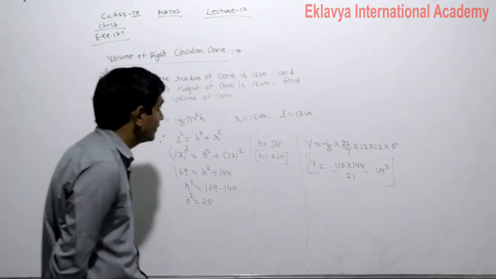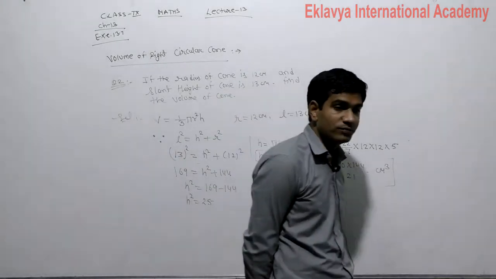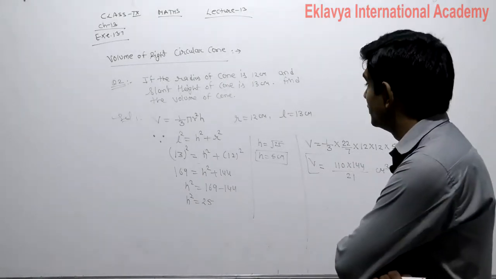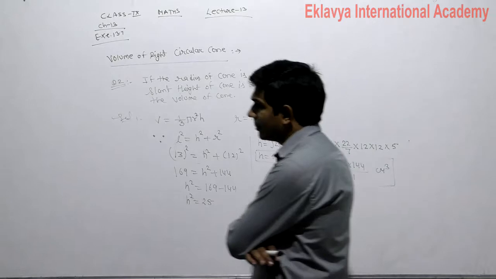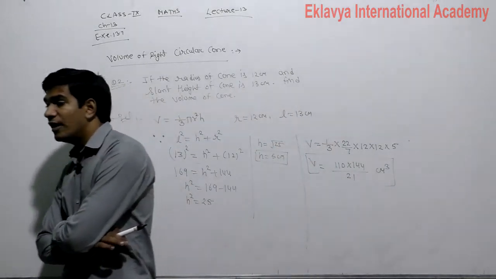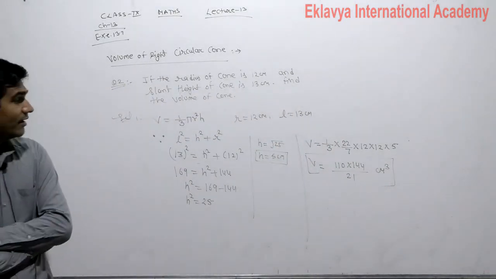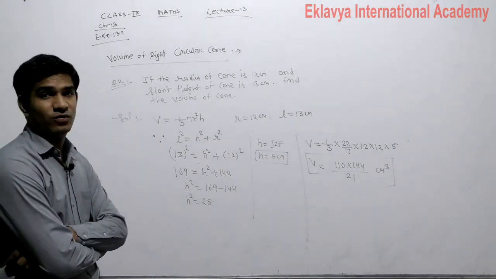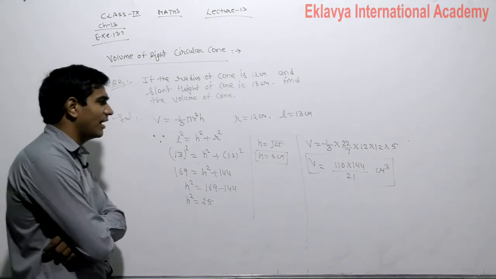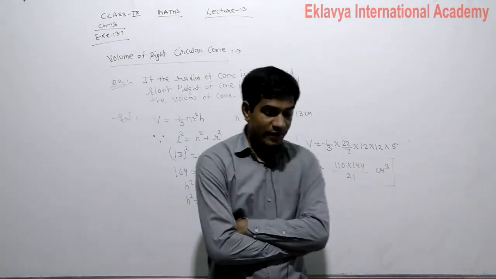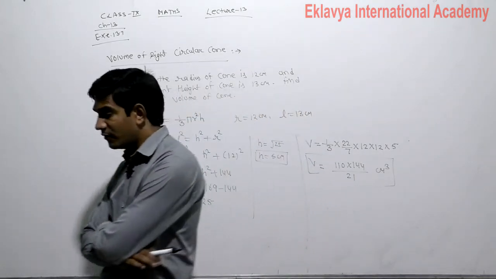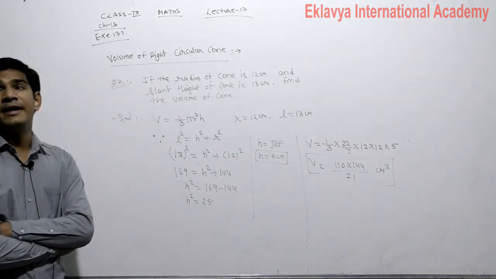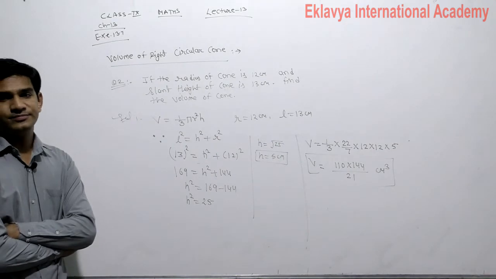Students, radius is given to you and slant height of the right circular cone is given to you. So using the formula L square is equals to H square plus R square, we can easily find out the height of the right circular cone. After finding out the height of the right circular cone, we can easily find out the volume of the cone using formula 1/3 pi r square h.